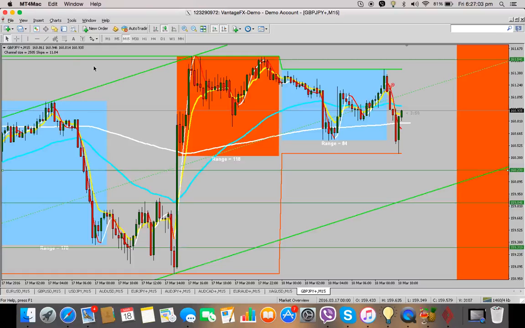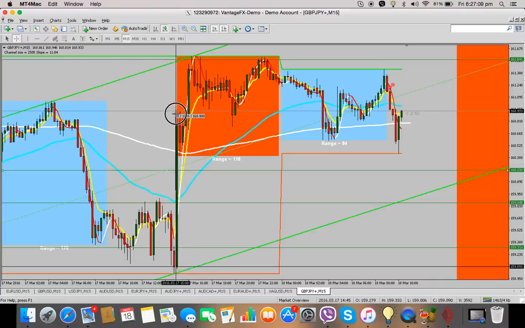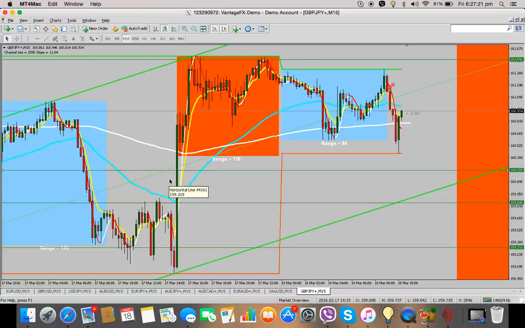Then, within the first 15 minutes, this happens. The market moves a massive 180 pips. Can you imagine how much money you could have made just riding that? Just that singular 15-minute candle. Right? So this is how we look at it. This is how we trade it.